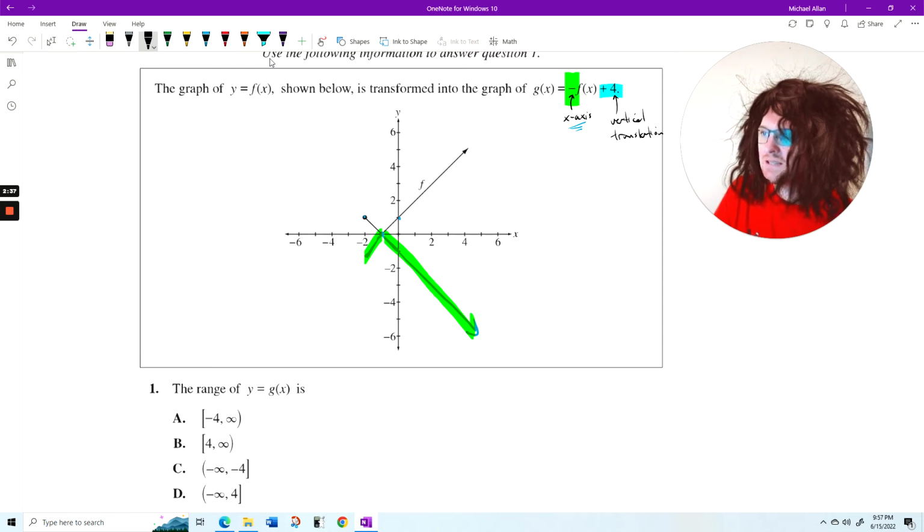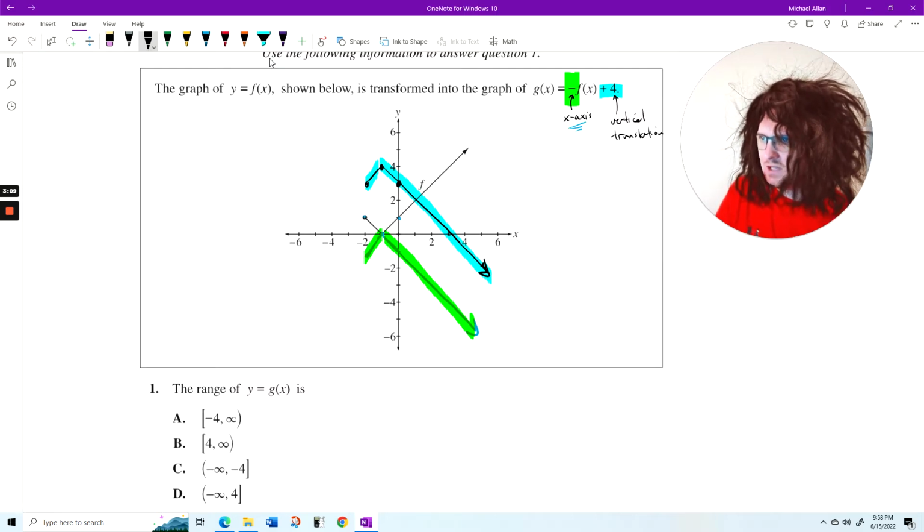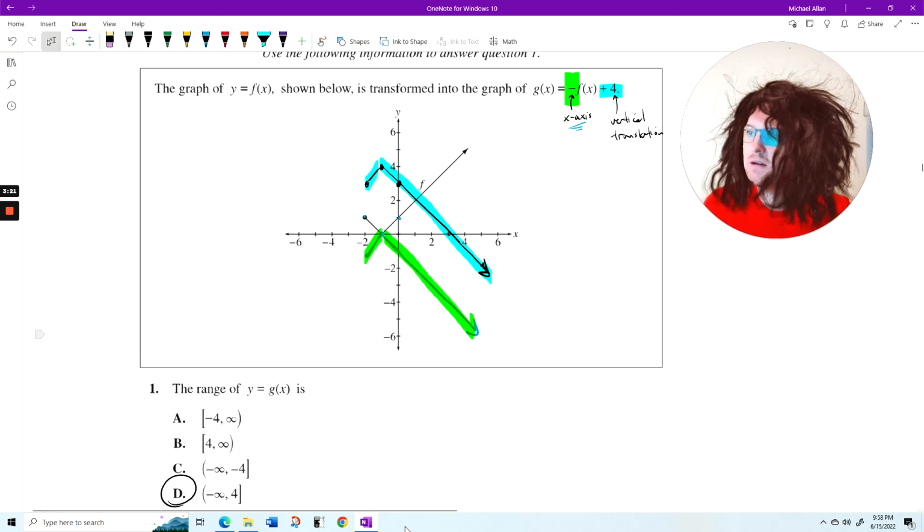The point that's on the x-axis is probably one of the most important points for this one, because I'm looking for the range. I'd like to know what the max value and the min value are. If I move this up 4 units, all the points get moved up 4 units: 1, 2, 3, 4. My graph is going to look something along these lines. I'm not too concerned about exactly where this crosses the x-axis. Based on this, the max is 4 and the min is negative infinity. Remember, you can never include infinity, so we're going with D, because you always list your lowest value first and then work out to the upper one.